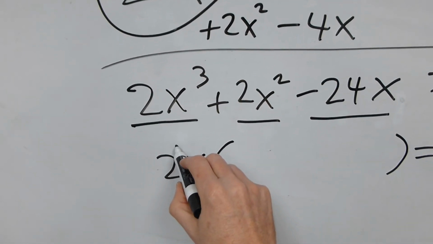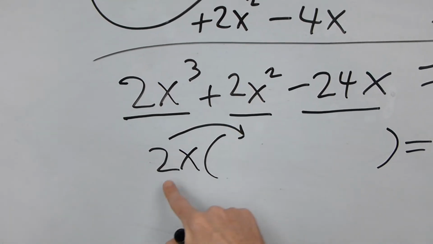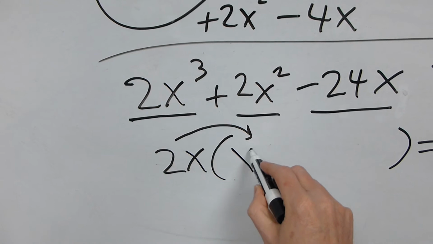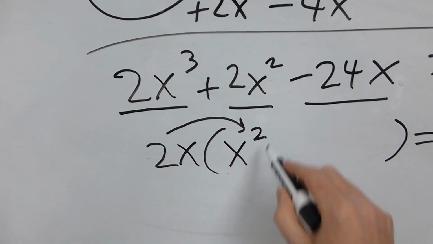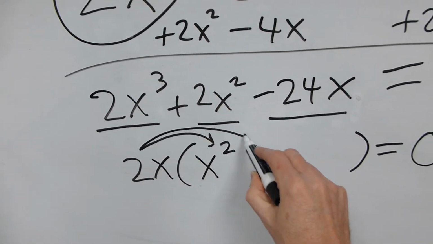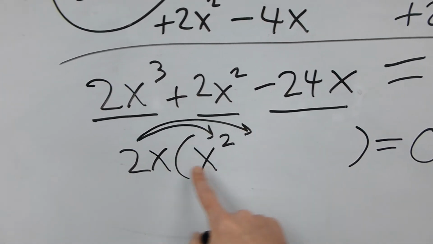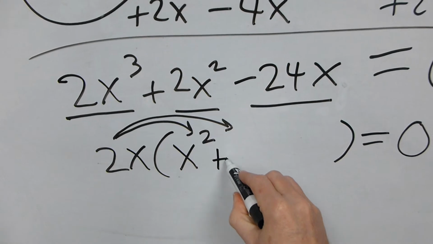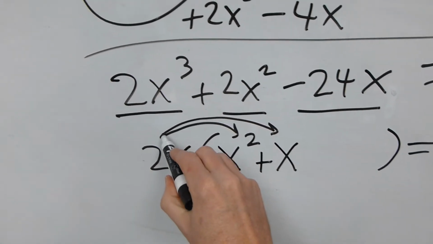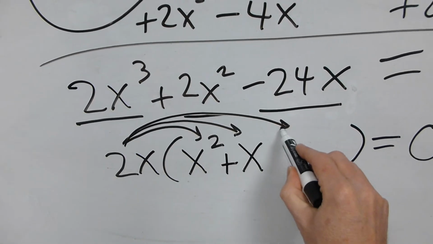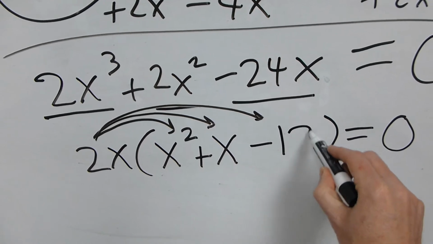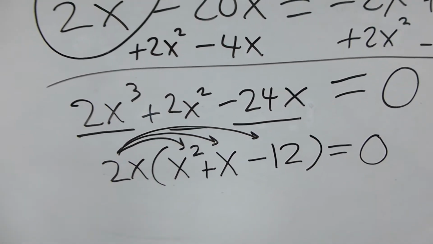Now we're going to think distributive property in our heads. 2x times something is 2x cubed. 2x times x squared is 2x cubed. 2x times something is 2x squared. 2x times positive x is 2x squared. And finally, 2x times negative 12 is negative 24x.